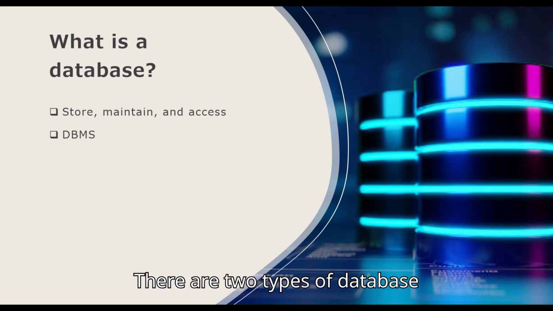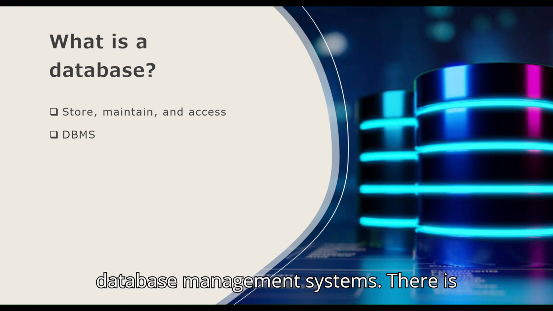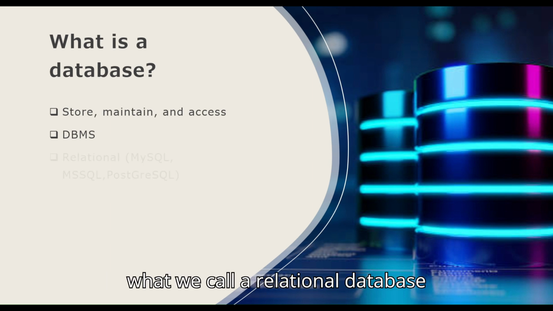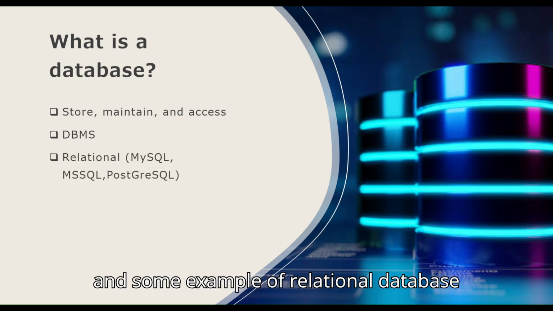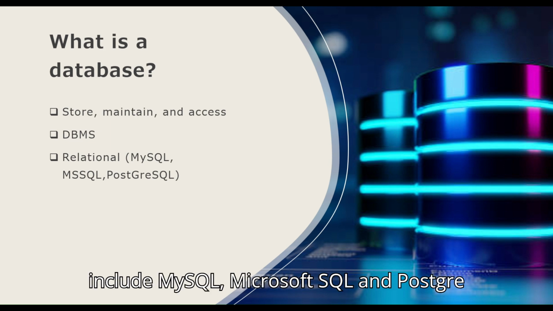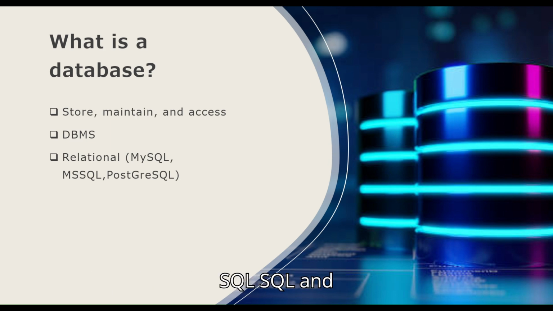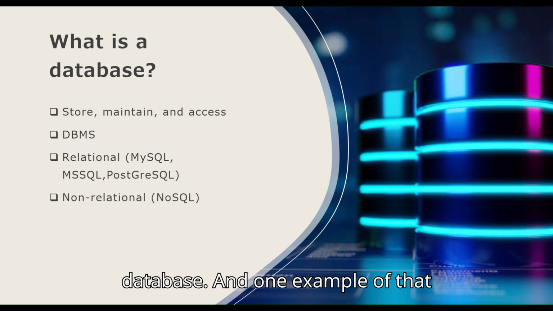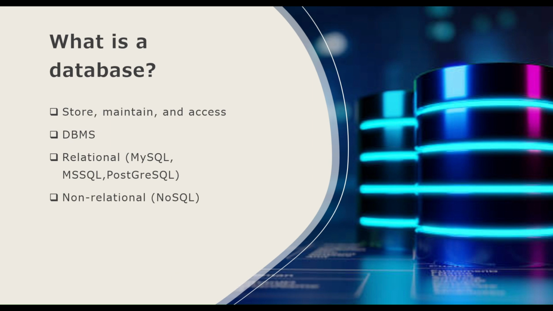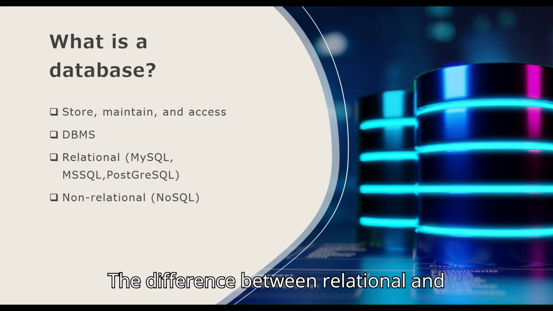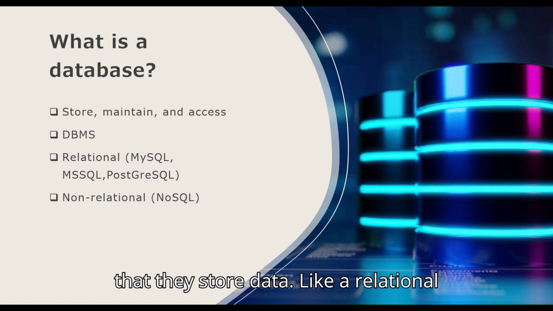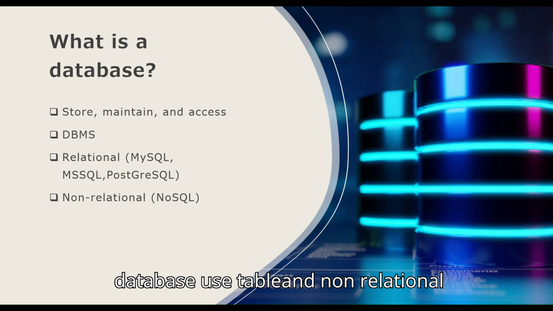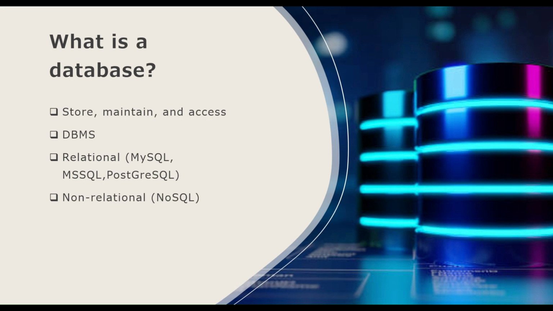There are two types of database management systems. There is what we call a relational database, and some examples of relational databases include MySQL, Microsoft SQL, and PostgreSQL. And we have what we call a non-relational database, and one example of that is NoSQL. The difference between relational and non-relational databases is just the way that they store data. A relational database uses tables, and a non-relational database does not use tables.